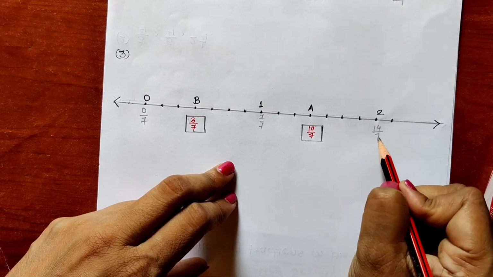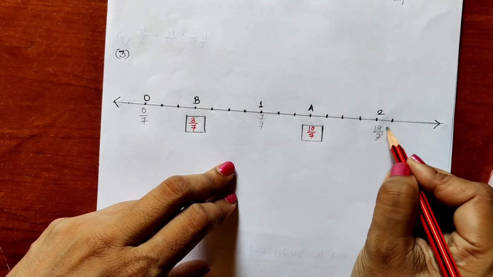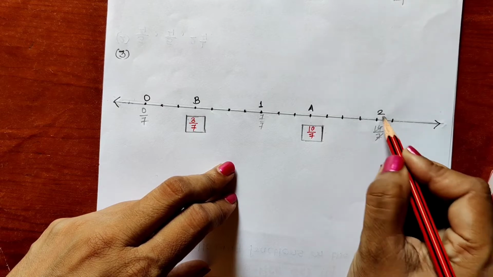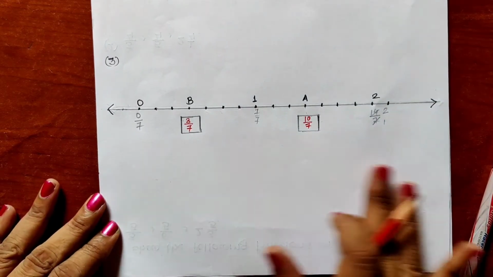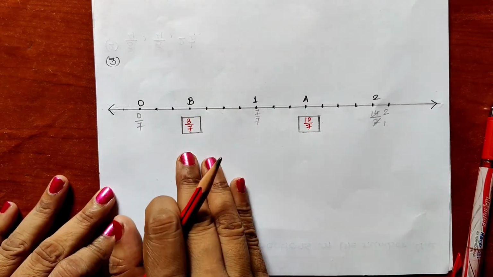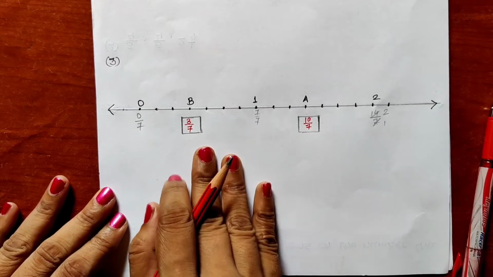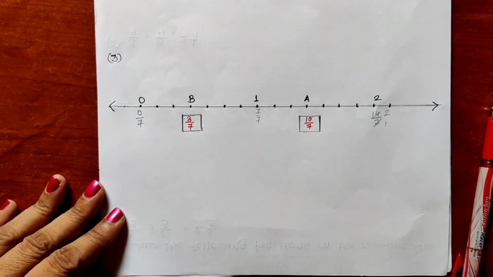14 upon 7. How does 14 upon 7 become 2? Because 7 ones are 7 and 7 twos are 14. 2 upon 1 is 2. So in this way you can fill in these boxes. Draw the diagram properly, carefully. Make the equal parts as shown in the question in the textbook, and then fill in these boxes properly.